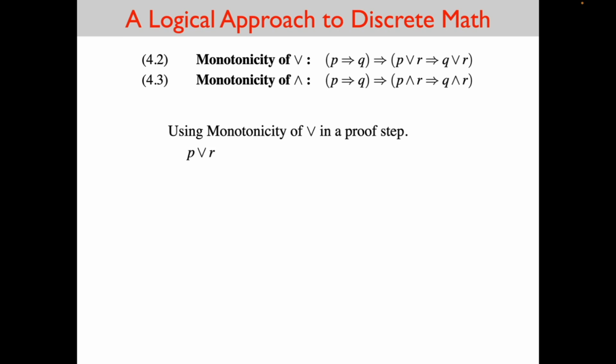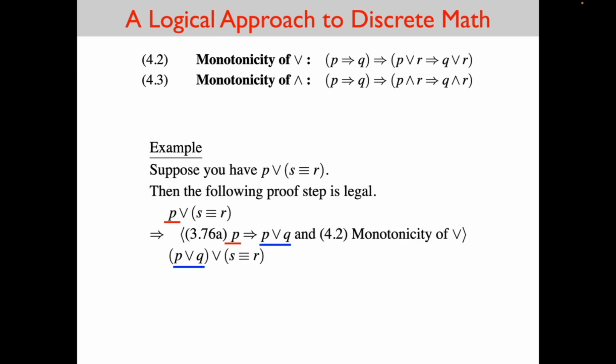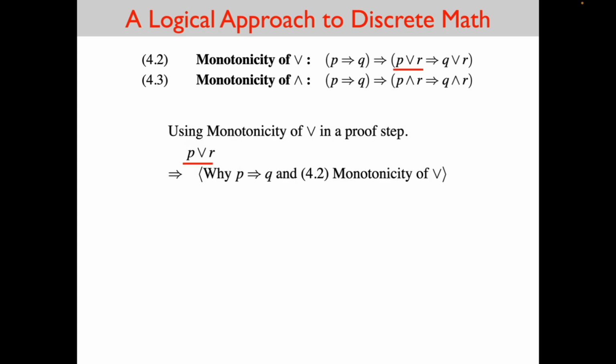Okay, so let's start with P or R. Now this P or R, you see, is the P or R in 4.2 monotonicity of OR. And now the next step would be implies, and then you give a reason why P implies Q. I think in the previous slides the reason was 3.76a. 3.76a is why P implies Q. So we have a reason why P implies Q.